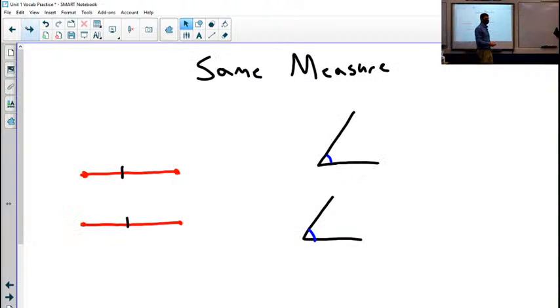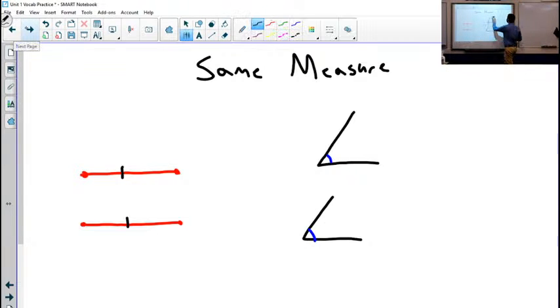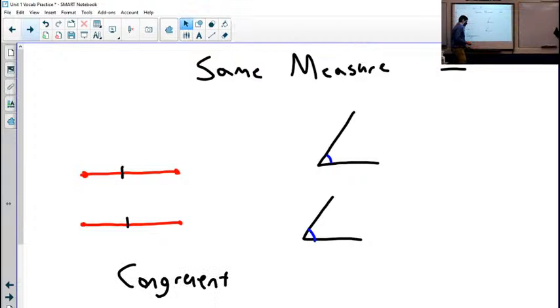What's our word for when two things measure the same? We also use this symbol for it. It starts with a C. Congruent. There it is. This is an important one. So if two things are congruent, that means that their measurement is the same. So anytime you see this symbol written out somewhere, that should go in your mind as congruent.